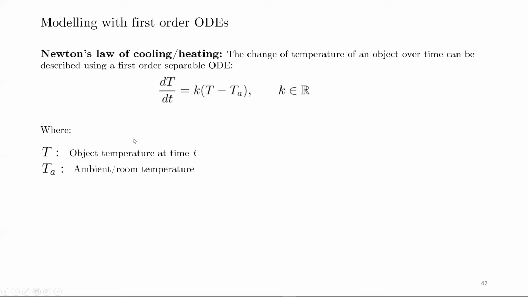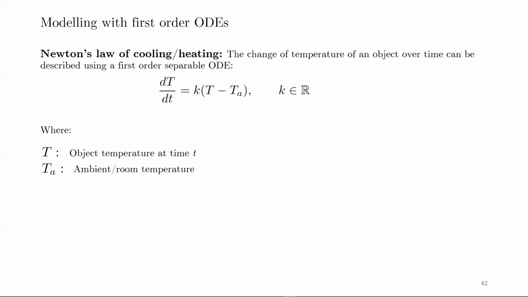So, let's just say we've mixed up a cake and we need to cook it. Our cake is initially at room temperature, let's say 20 degrees Celsius. We chuck it in an oven which is at 180 degrees Celsius. So our ambient or oven temperature would be 180. This differential equation is going to describe how the temperature of that cake changes.